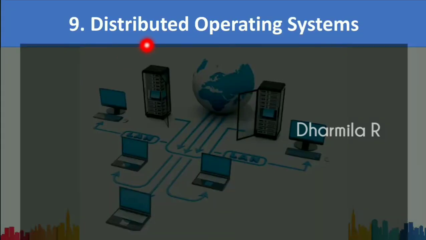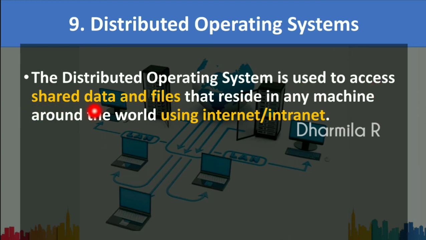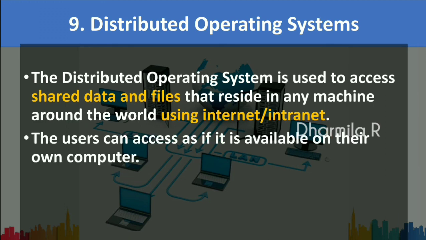And the last feature of operating system is the distributed operating system, and it is used to access shared data and files that reside in any machine around the world using internet or intranet. It is just to access shared data and files. So what is meant by internet? Internet means if all the systems are connected globally, then it is called internet. Then what is intranet? Intranet means all the systems connected within an organization, local. You can access the data or the file as if it is in your own computer.